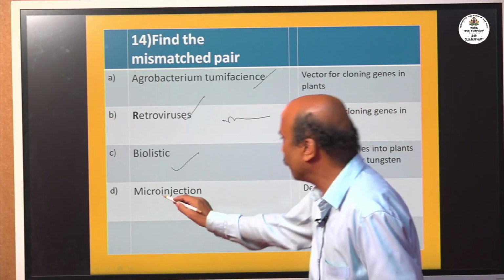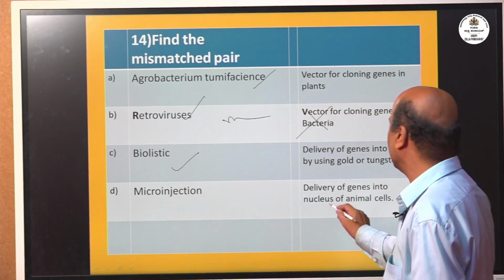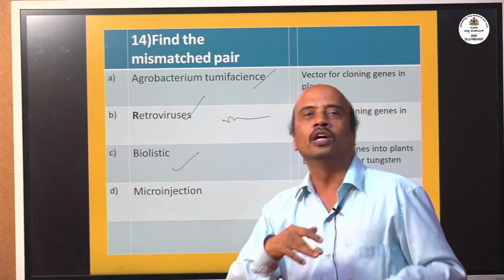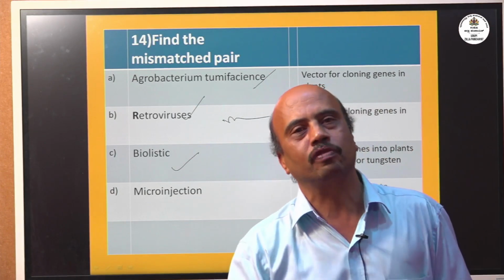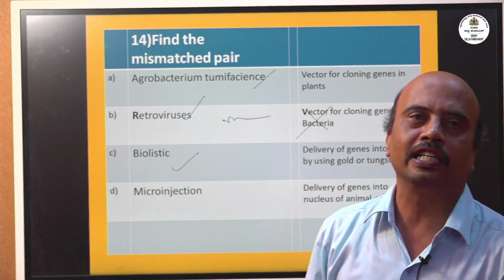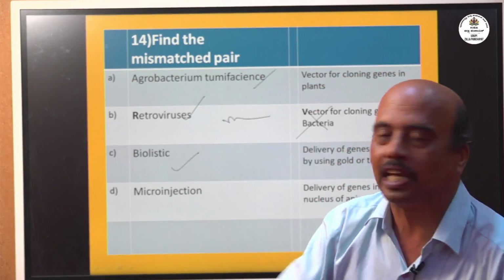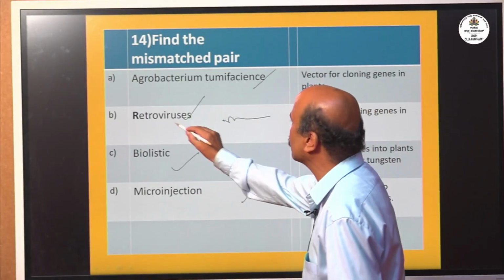Then microinjection, delivery of gene into the nucleus of animal cells. It is also a vectorless gene transfer that is used to deliver the desired gene into the nucleus of animal cells. This is also correct. So the mismatched pair is here.